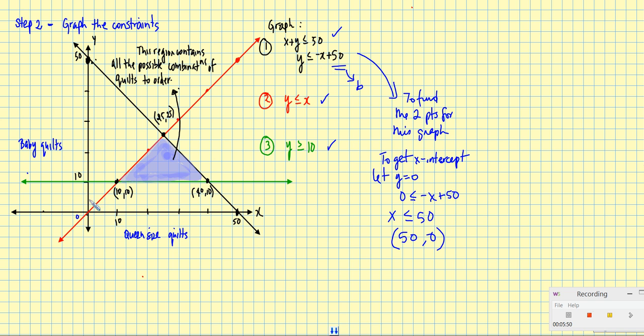So I'm going to go up by 10s along my y, because I know my y-intercept is at 50, and I'm also going to go up by 10s on the x. I'll have my baby quilts on the y and my queen size quilts on the x, simply because we called x the queen size quilts and we called y the baby quilts.